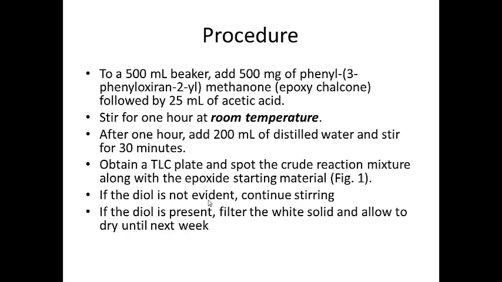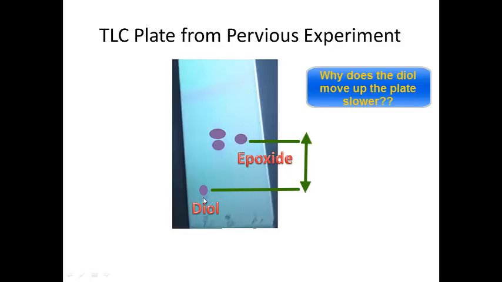And then next week we're going to compare the melting points as well as the TLC for the diol and the epoxy chalcone. So this is a TLC plate from a previous experiment. This is where the diol is. This is where the epoxide normally shows up. And I want you to answer this question before coming to lab: explain why the diol has a much lower Rf than the epoxide.